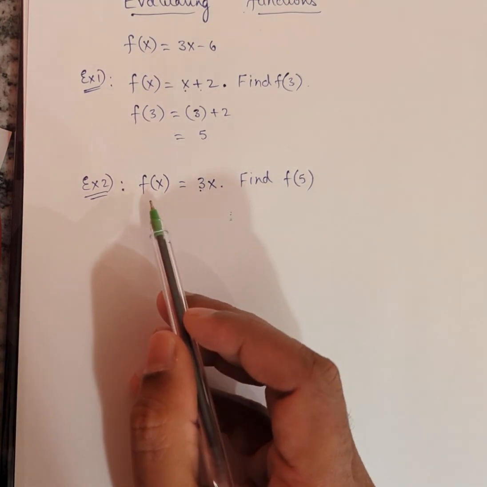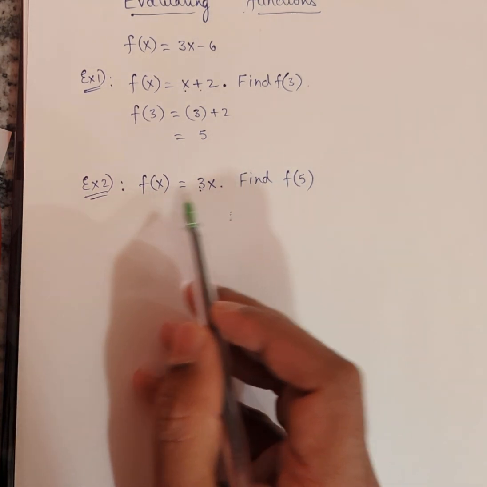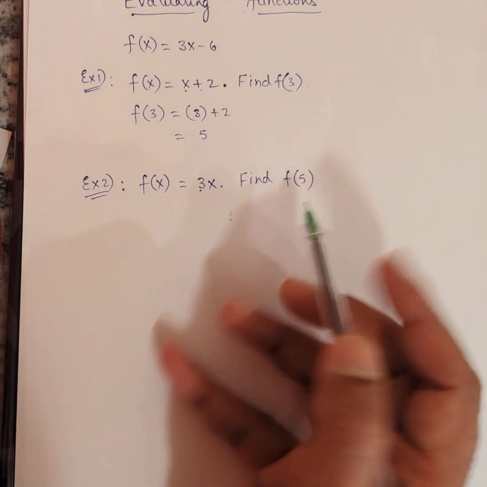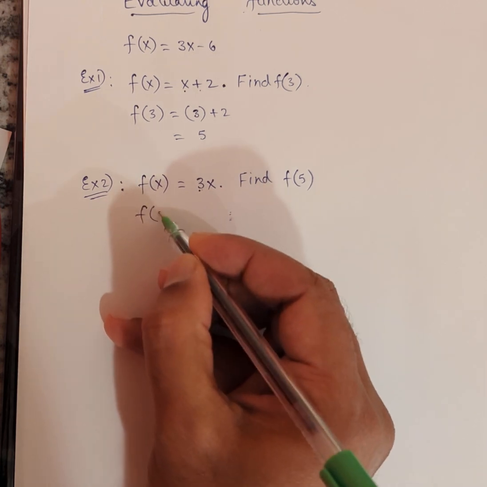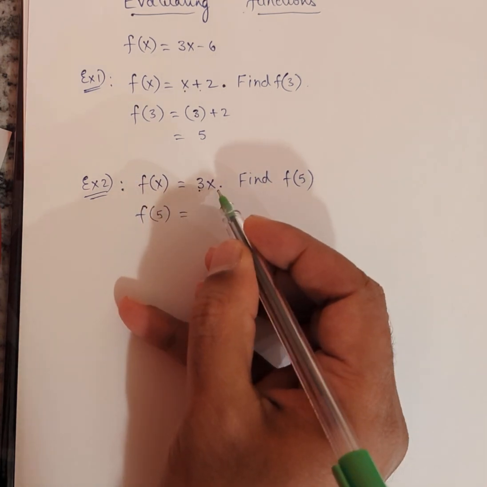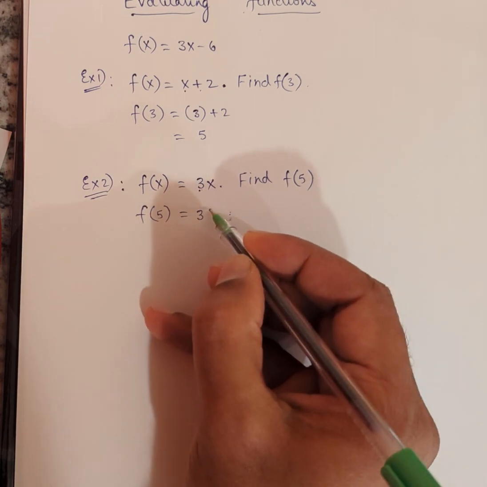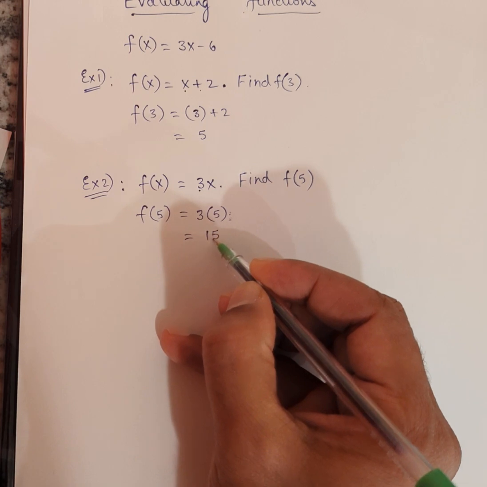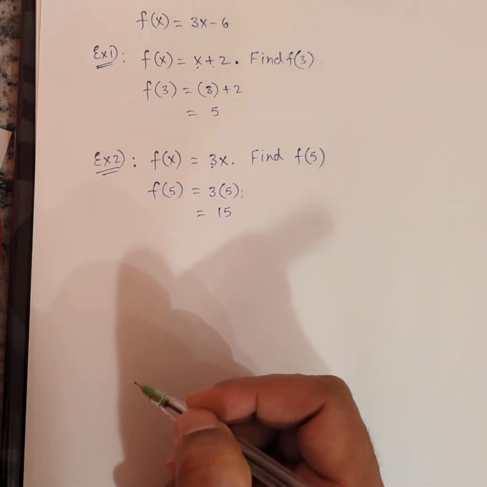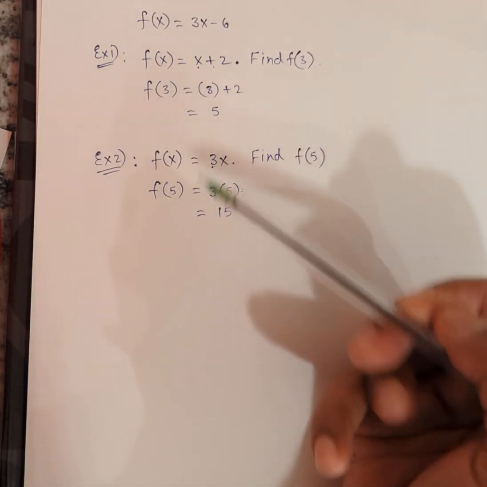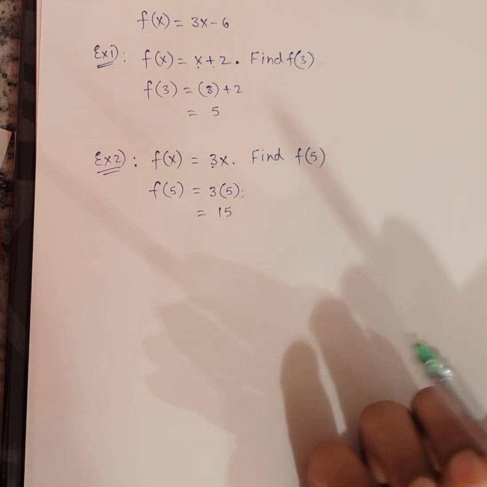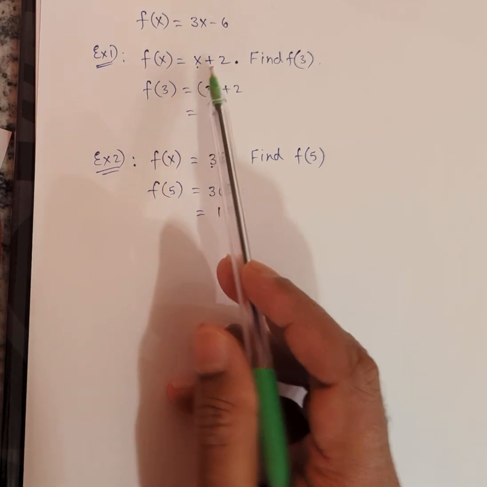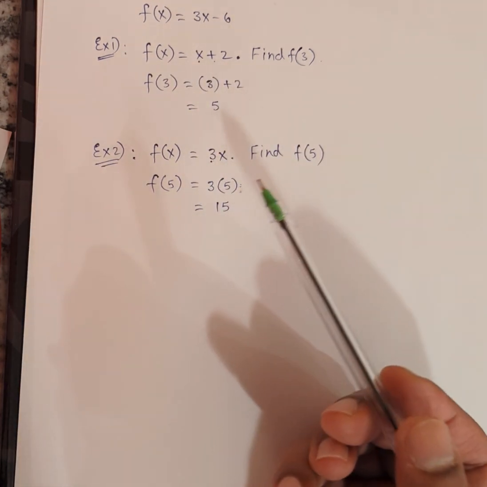So the equation describing the function is f of x equals 3x, and the question is to find f of 5. So for an input of 5, you got to multiply 3 with the input, which is 5 in this case, and 3 times 5 is 15. So that's your answer. Now, these two examples, examples 1 and 2, were quite simple. They only had one operation. It was addition here. It was multiplication in example 2.